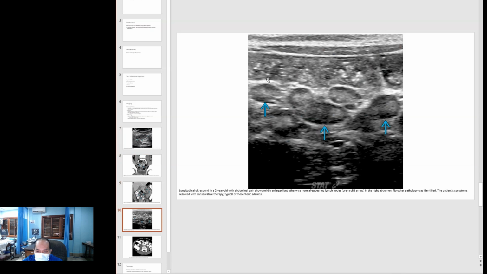Ultrasound in a 2 year old with abdominal pain shows a mildly enlarged but otherwise normal appearing lymph node in the right abdomen. No other pathology was identified. The patient's symptoms resolved with conservative therapy. Typical of mesenteric adenitis.